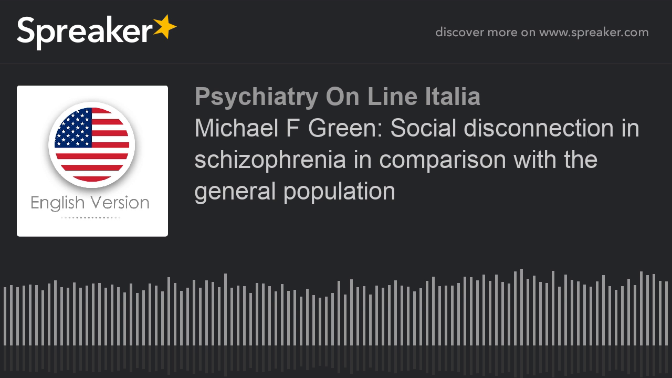Again, there's a lot of performance-based data. The differences between patients and controls is very large. These are large effect sizes. And we can look at activation differences as well.